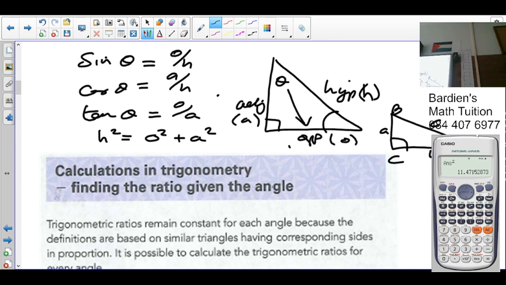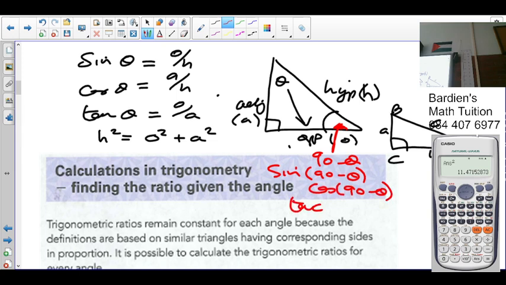What else did we speak about so far? The 90 minus. Yes, nice. Thank you, ma'am. She says that angle is 90 minus theta. Why? Because angles in the triangle add up to 180. So I could have said sine of 90 minus theta, cos of 90 minus theta, tan of 90 minus theta.